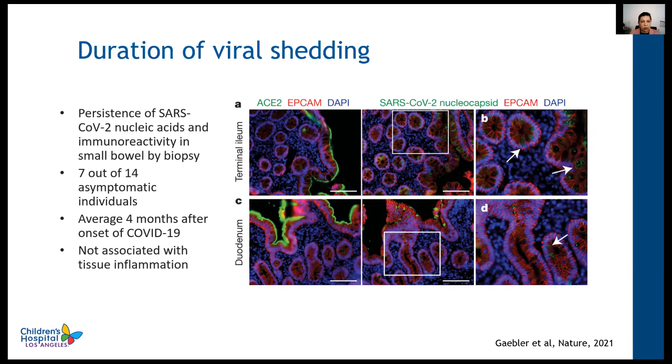One of the things they did note was that this was not associated with tissue inflammation within the GI tract, and there was no evidence of viral cytopathic effect. And also one thing of note, the 14 patients included in this who received the biopsy were not patients who had persistent symptoms. So they were not PASC patients. But it's interesting to note that the viral persistence was noted several months after the initial COVID infection.